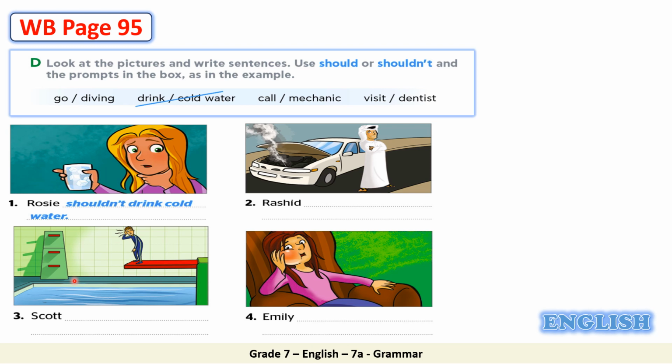Let's move now to picture number 3. Scott. Scott has a headache. So what should Scott do? And the last picture is for Emily. Emily has got a toothache. What should Emily do? Now kindly pause the video. Use should or shouldn't and the prompts in the box to work out this task.